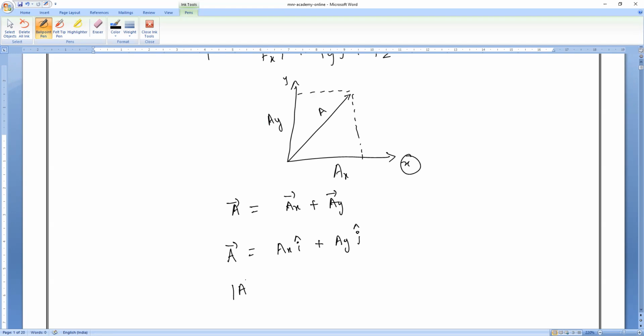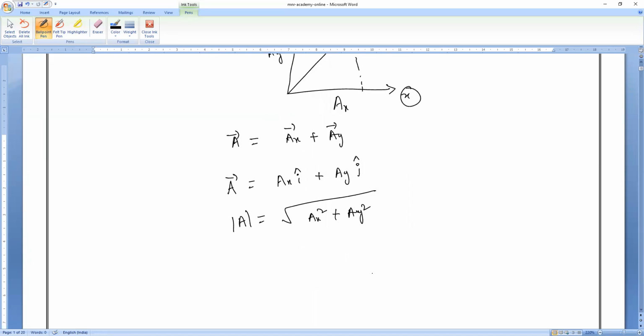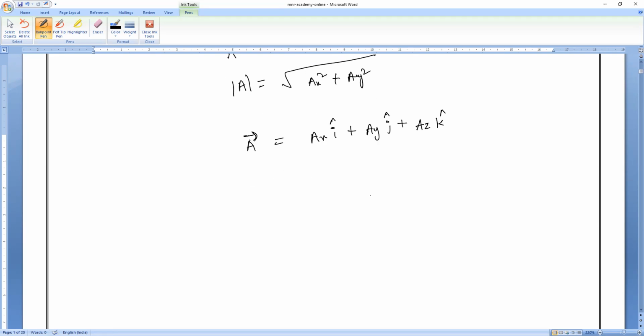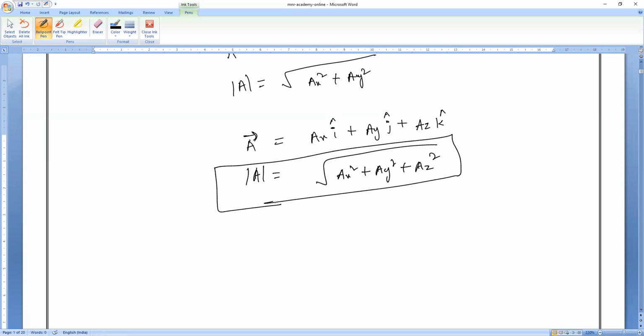Now if you want to find the magnitude, we have to find the mod. So mod A is equal to root of Ax square plus Ay square. That is for two dimensions. Now for three dimensions, vector A is equal to Ax i cap plus Ay j cap plus Az k cap. To find the magnitude, mod A is equal to root of Ax square plus Ay square plus Az square. That is the magnitude.